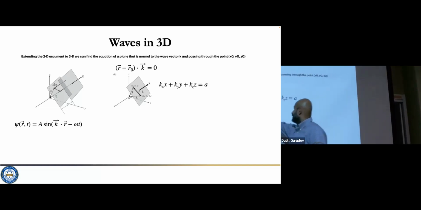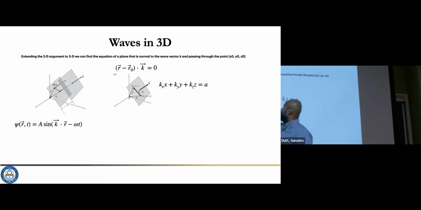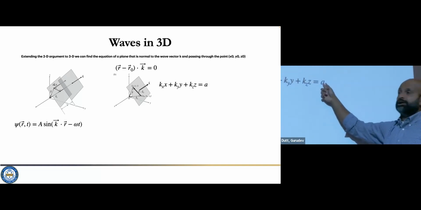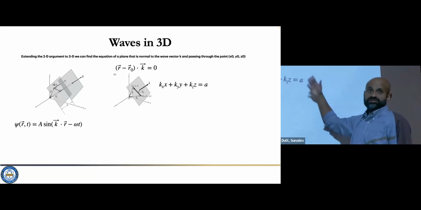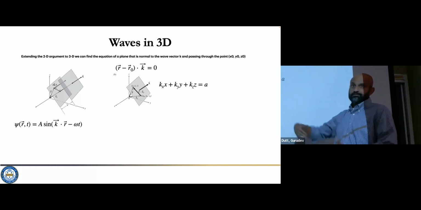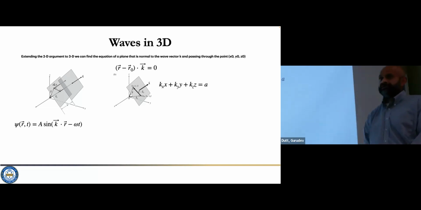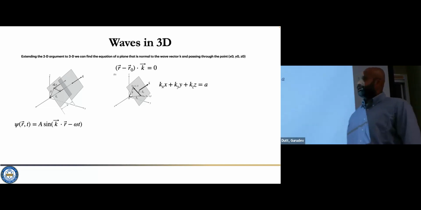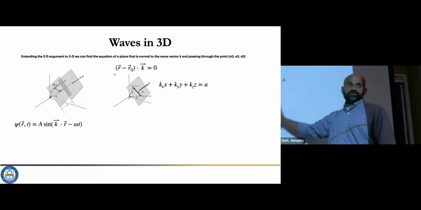If I substitute r as xyz, then I'll get r dot k is kx x plus ky y plus kz z. And r0 dot k, I bring it over to the right hand side. So that's r0 dot k, which is kx x0 plus ky y0 plus kz z0. That's just a constant because I'm given the values of x0, y0, and z0. I call that constant a. So this is the equation of a plane, basically.